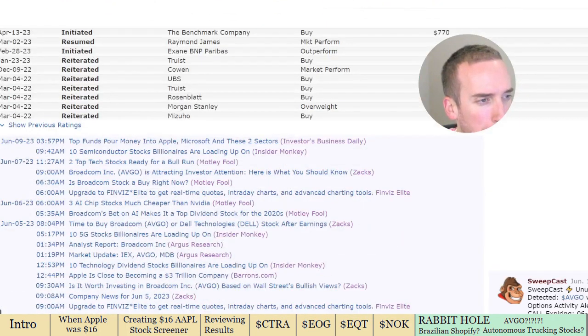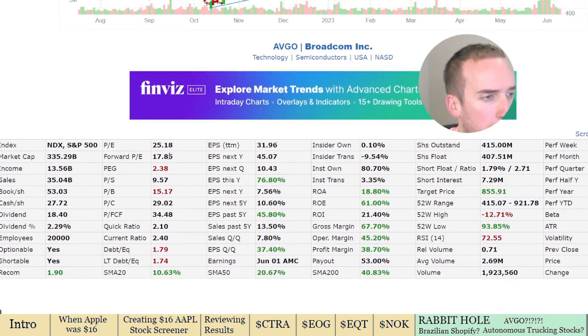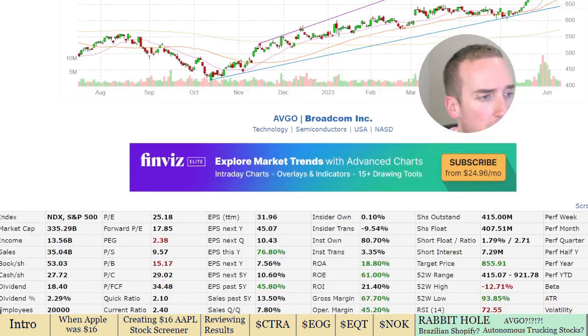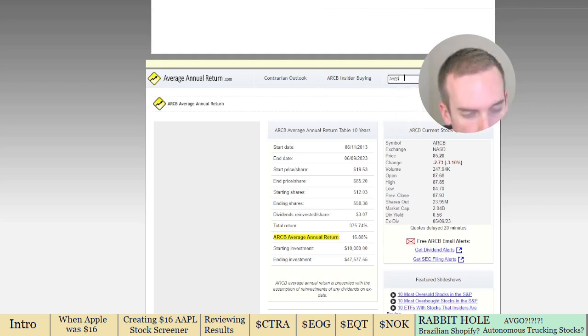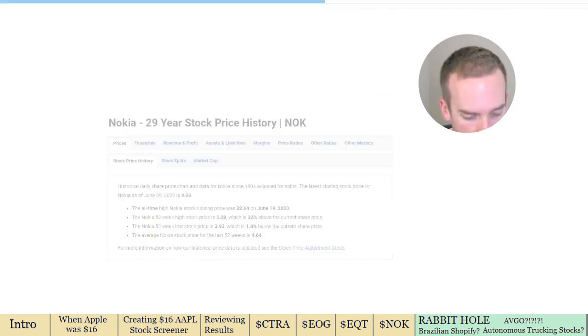Did they get bought out or something? No. Okay. Price to earnings a little bit overvalued. Forward PE is kind of close to where it is now. Yeah. Strong. Very strong. They pay a 2% dividend. Let's see AVGO over the last 10 years. And let's look at it here for inception, AVGO.